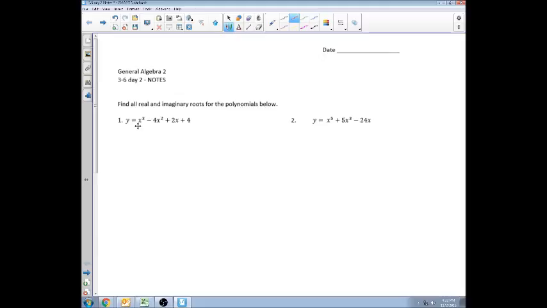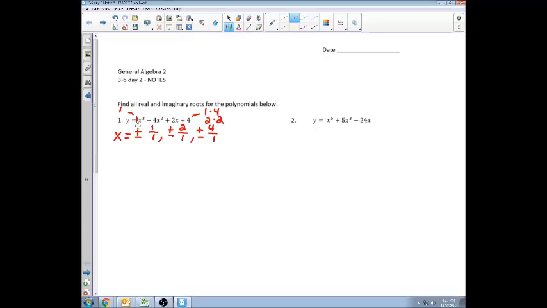So I need to make my list. The possibilities for 4 are 1 times 4 and 2 times 2. The front is just 1, so I only have to put each one of my factors of 4 over 1 in my list. So x will equal plus or minus, my smallest one is 1 over 1. My next smallest would be 2 over 1, and then finally 4 over 1. So those are my only options.